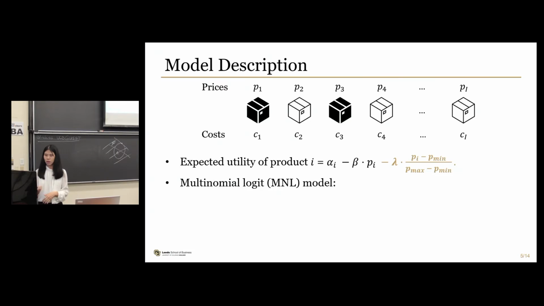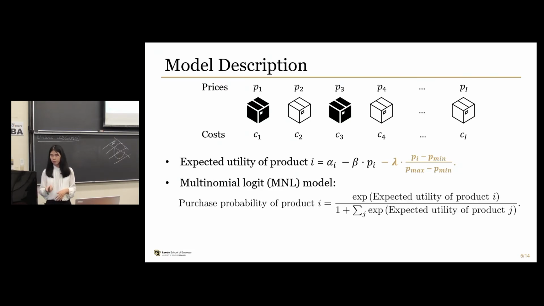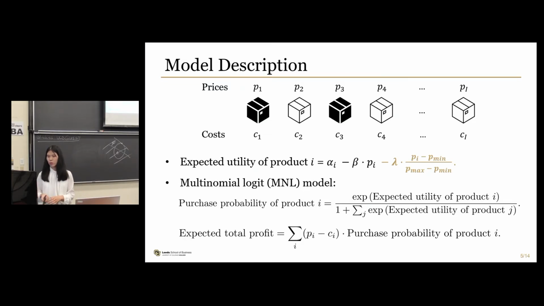Then following the multinomial logit model, we can get the expression of the purchase probability of product i. And then we can express the expected total profit, which is equal to the summation of the markup of product i times the purchase probability of product i. Here the markup of product i is equal to p i minus c i, the price of product i minus its cost. So this is our model. Is there any question before I go to the main results?